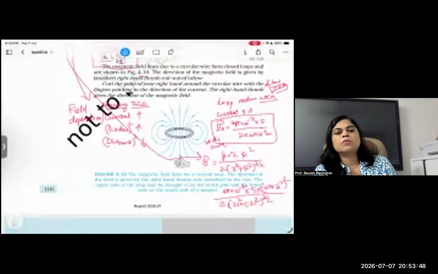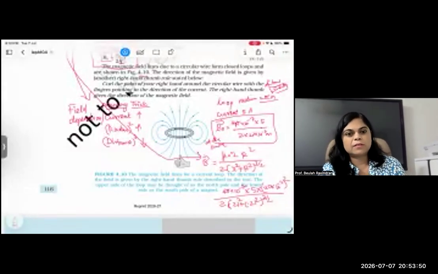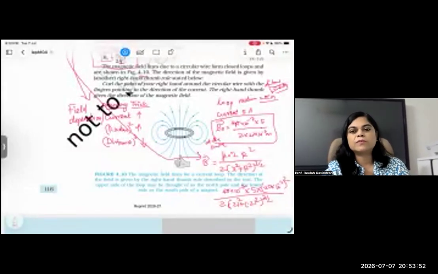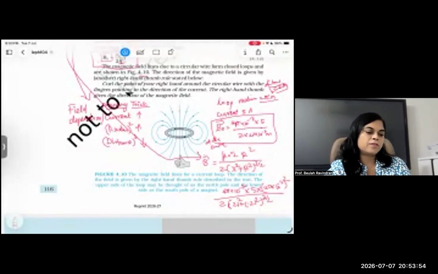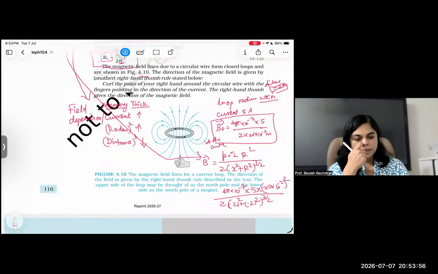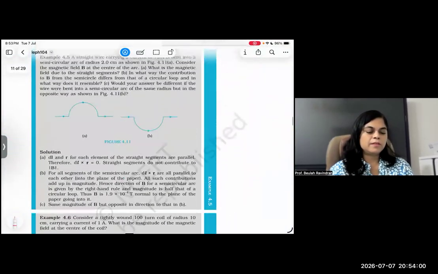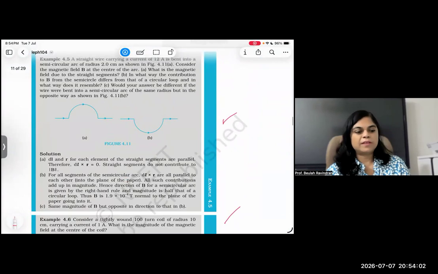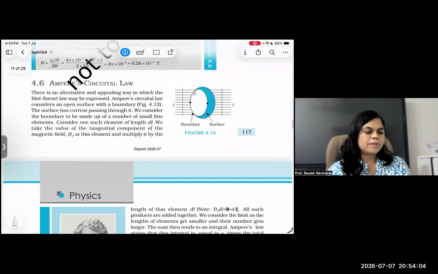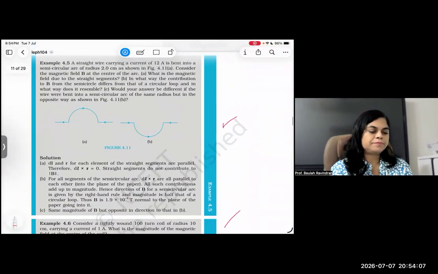So every circular loop behaves like a tiny magnet. This concept becomes the foundation of solenoids and electromagnets also. We'll see that further. So you can go through this example and let me know your doubts if there are any. It's very important. It shows the direction only.